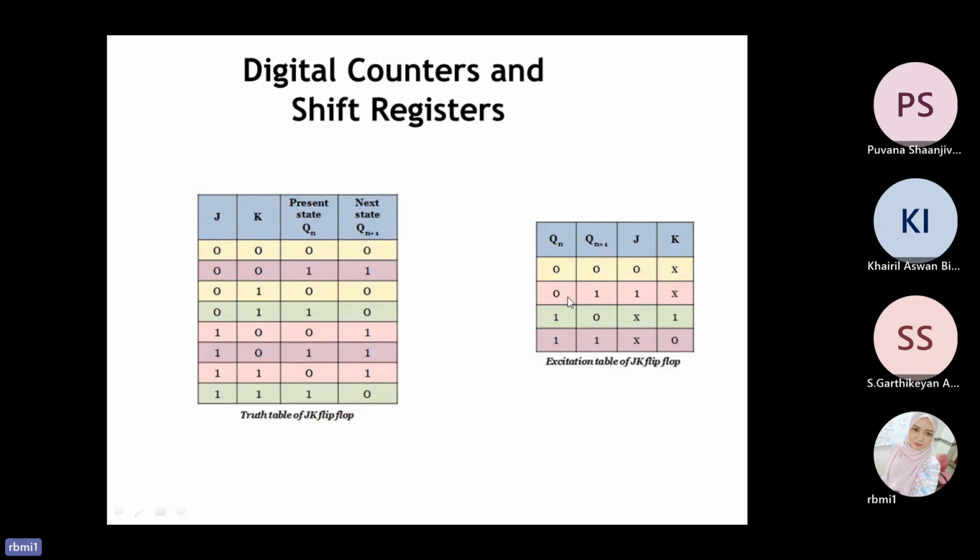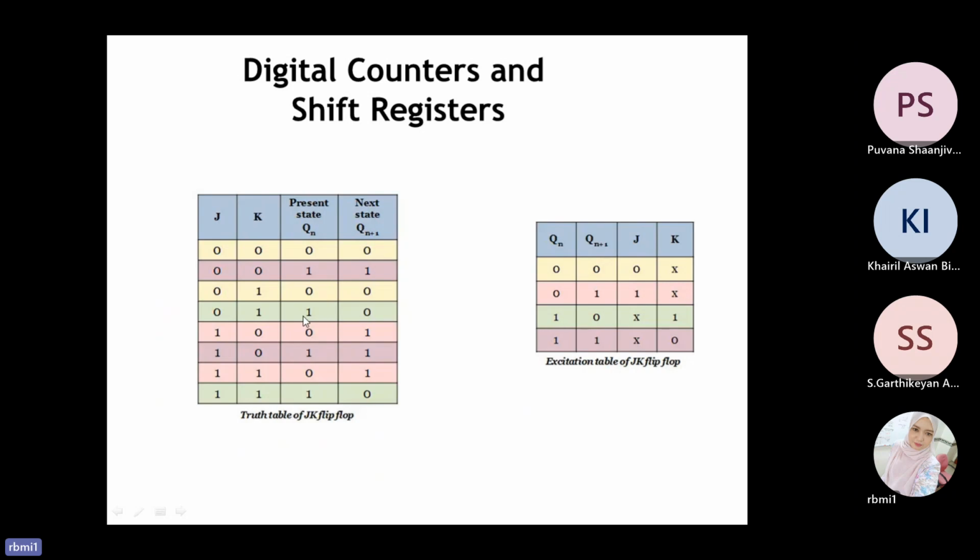Same goes with pink. If we want to get the output of 0 and 1, for present state 0 and next state 1, the input must be J is equal to 1. For K it is X. It is either 0 or 1. That is how we get this.